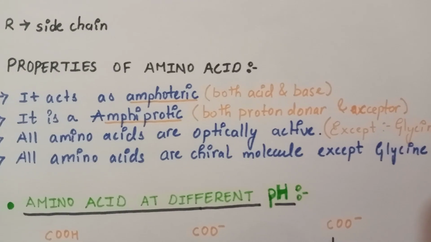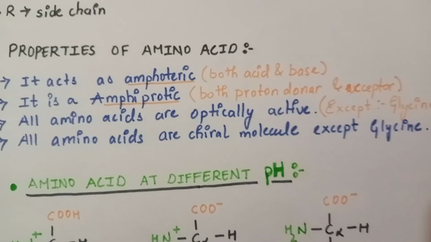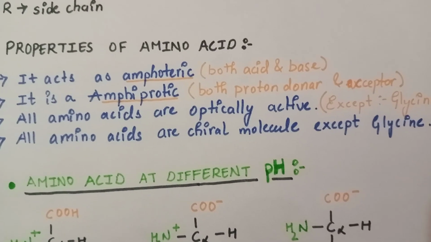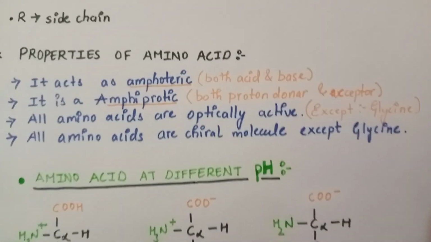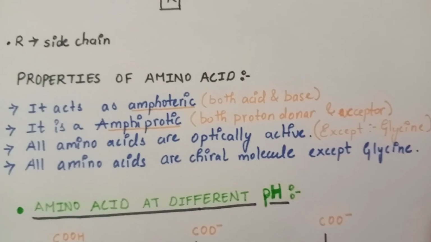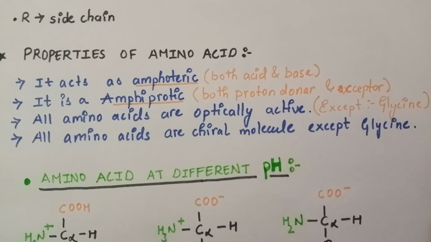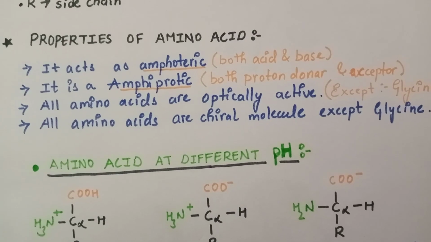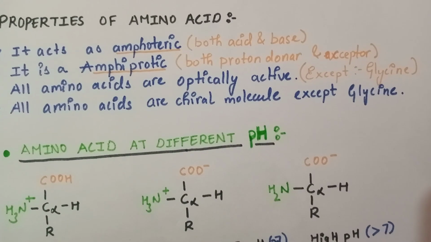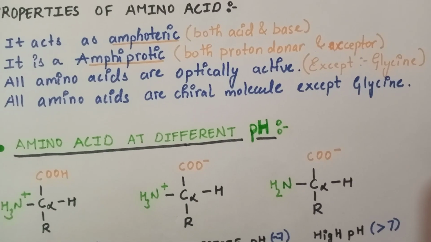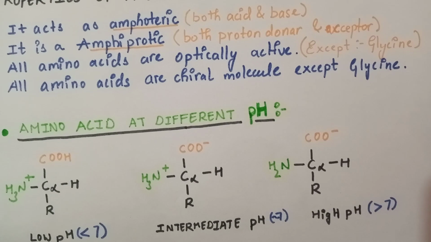And all amino acids are chiral molecules except glycine, because glycine is able to form a superimposable image. Those chiral molecules which rotate light to the right side are called dextrorotatory, while those which rotate to the left side are known as levorotatory.